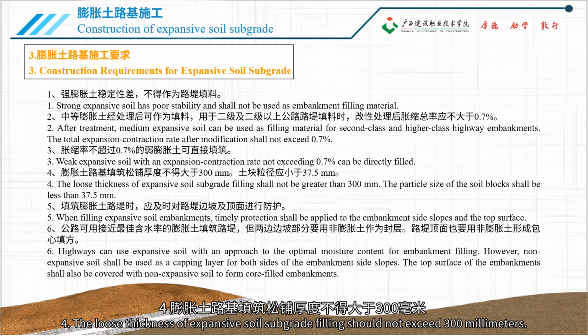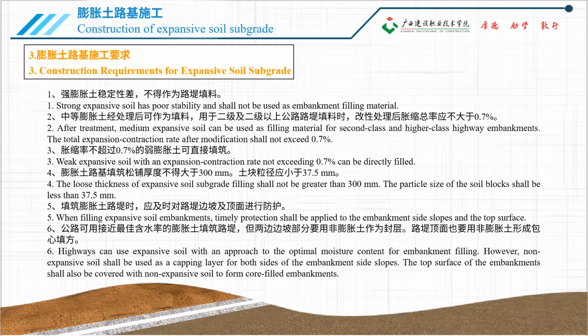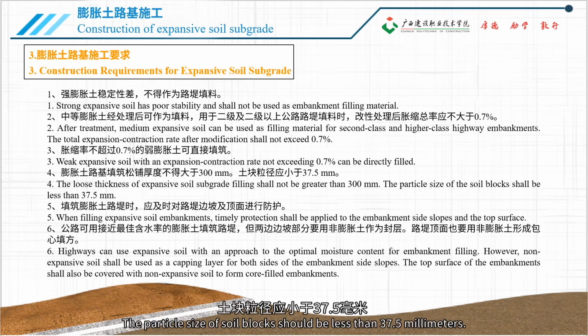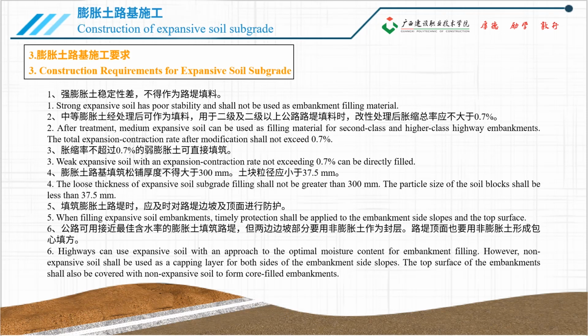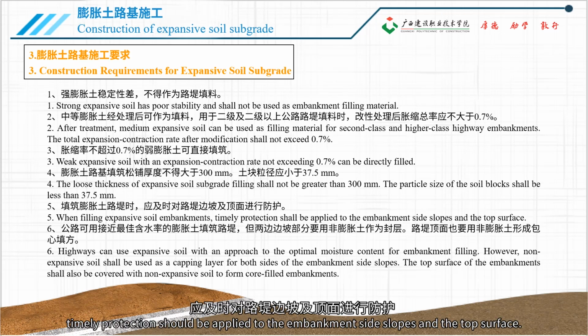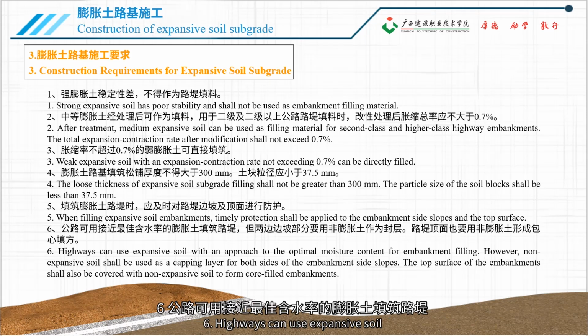4. The loose thickness of expansive soil subgrade filling should not exceed 300 mm. The particle size of soil blocks should be less than 37.5 mm. 5. When filling expansive soil embankments, timely protection should be applied to the embankment side slopes and the top surface. 6. Highways can use expansive soil with an approach to the optimal moisture content for embankment filling.